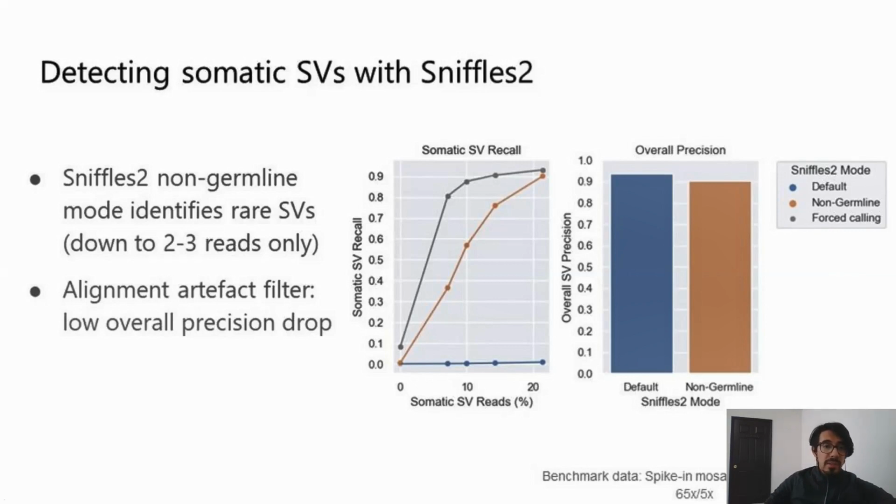The gray line represents here a force call, meaning that we give Sniffles 2 the information where the structural variants are present, so it just needs to call them. When we compare the final dot on the top, which means that we have roughly 20% information from these low frequency structural variants, the result is almost comparable to a force call. So in the gray line, the information is already known, but in the orange line, the information is not known. And thus showing how good Sniffles 2 is at locating these low frequency structural variants.